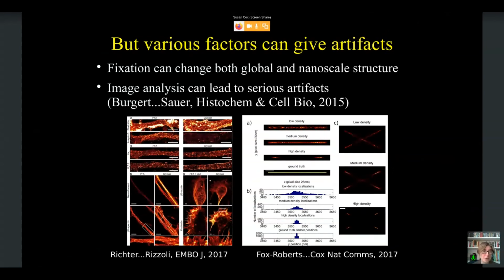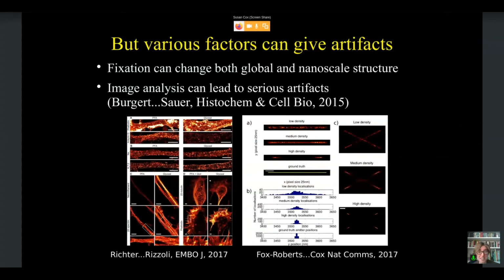But there is also fixation as a step, which can really change both the global and the nanoscale structure. And there was some really great work by Sylvia Ritzley done in 2017, looking at the impact of different fixation methods. It's hard to quantify across all different cell structures, and the right fixation seems to vary a lot on the type of cell structure that you want to see. But it's very important, and it can completely change the results that we see.